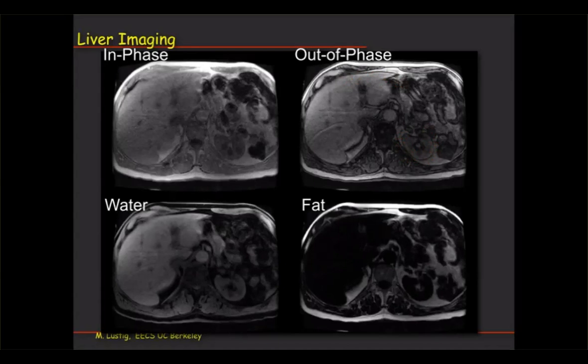Anybody has an idea what this is? An artifact. An artifact coming from what?